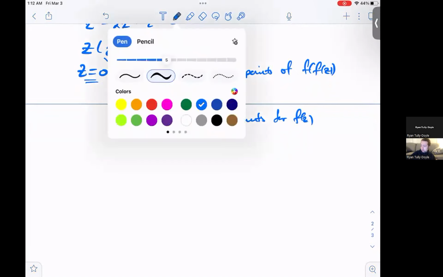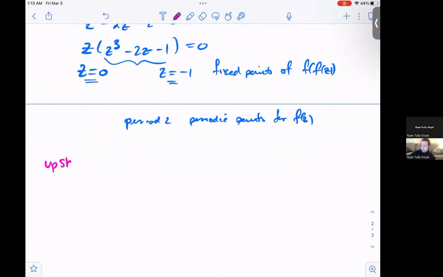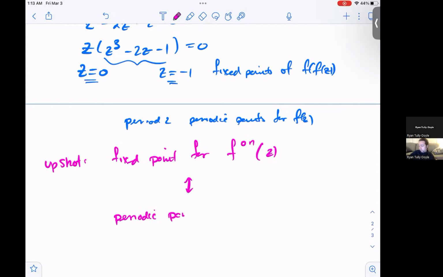So I guess the big claim here, the upshot, is that you are a fixed point for n iterations of f of z, and this goes back and forth with being a periodic point of f of z of some period that divides n, so say a period j, where j divides n.